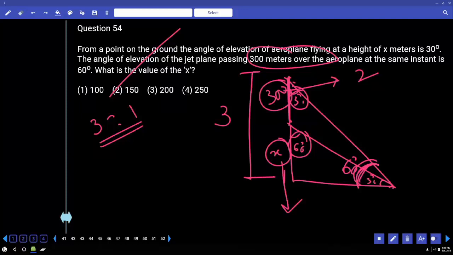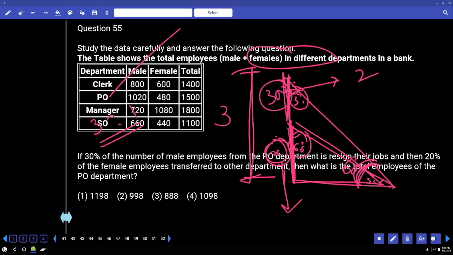If the angles are 60 and 30, the lengths will be in the ratio 3:1. Total length is 3 parts. Small length, don't get confused here, this length is not 1 part; we need to look at the part in the triangle. Okay, this is 1 part, that is 3 parts, the remaining is 2 parts. 2 parts is 300, so 1 part is equal to 150. What is the total height? 450.